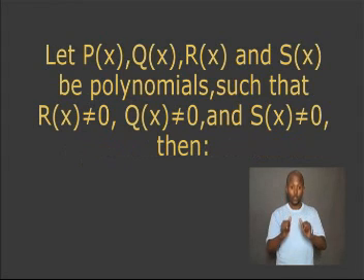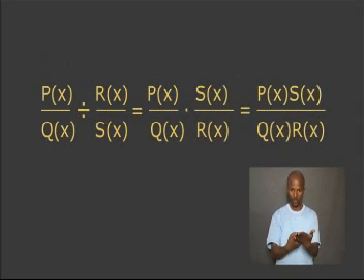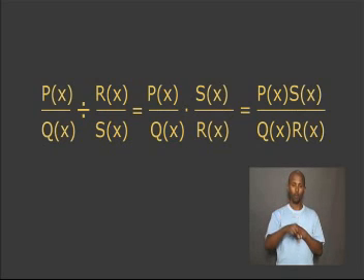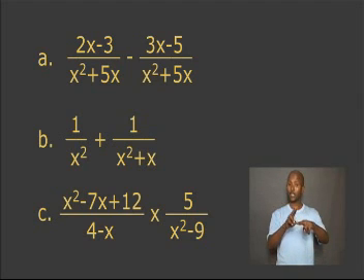In the case of division, let P of x, Q of x, R of x, and S of x be polynomials such that R of x, Q of x, and S of x do not equal 0. Then we flip the divisor and multiply. The result is the product of P of x and S of x over the product of Q of x and R of x. Now we will do an activity to help us remember how to add, subtract, and multiply rational expressions. For each of these rational expressions, state the universal set, then simplify them. You can get started right away.